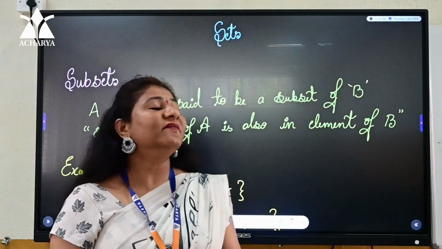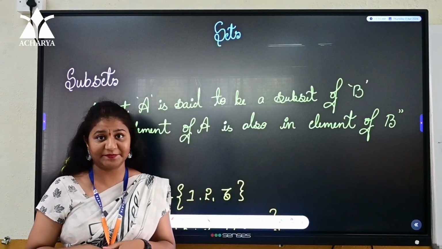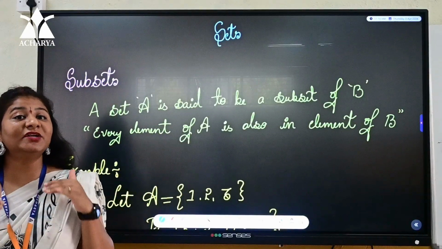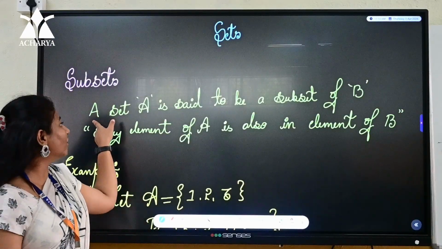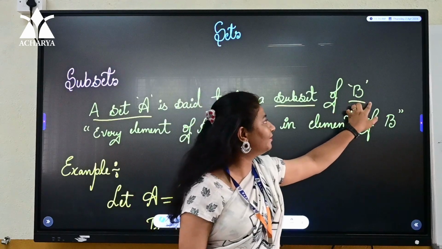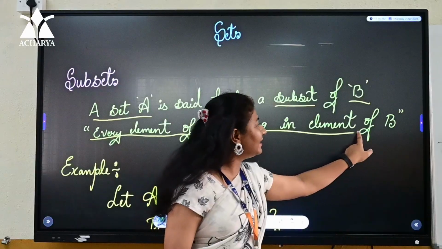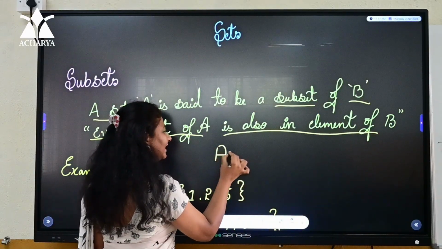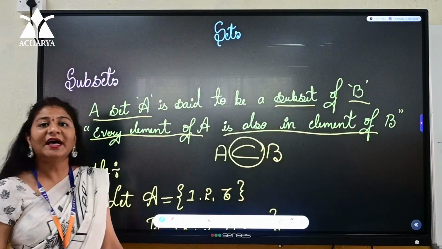In the same way, when it comes to numbers, how can you define a subset? It is a very simple definition to remember: every element of A is also an element of B. That means a set A is said to be a subset of B if every element of A is also in B. It is usually represented by A ⊆ B, where the symbol represents a subset.